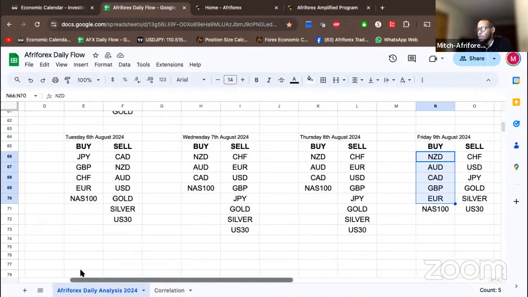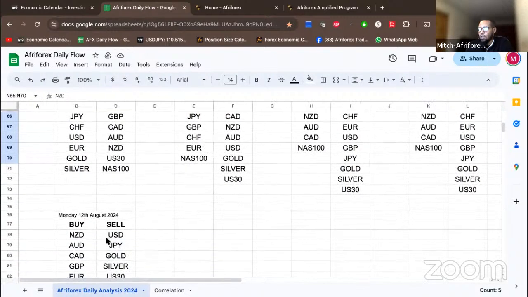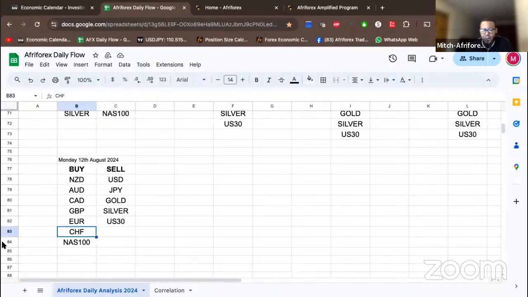However, today, there's only one slight difference with our watch list. The Swiss franc has moved to the buy side. So our focus today is going to be mainly on the US dollar pairs as well as the Japanese yen pairs, looking for selling opportunities on those. And we're going to mix and match them with all the pairs on the buy side. That's the New Zealand dollar, Australian dollar, Canadian dollar, British pound, the euro, as well as the Swiss franc.